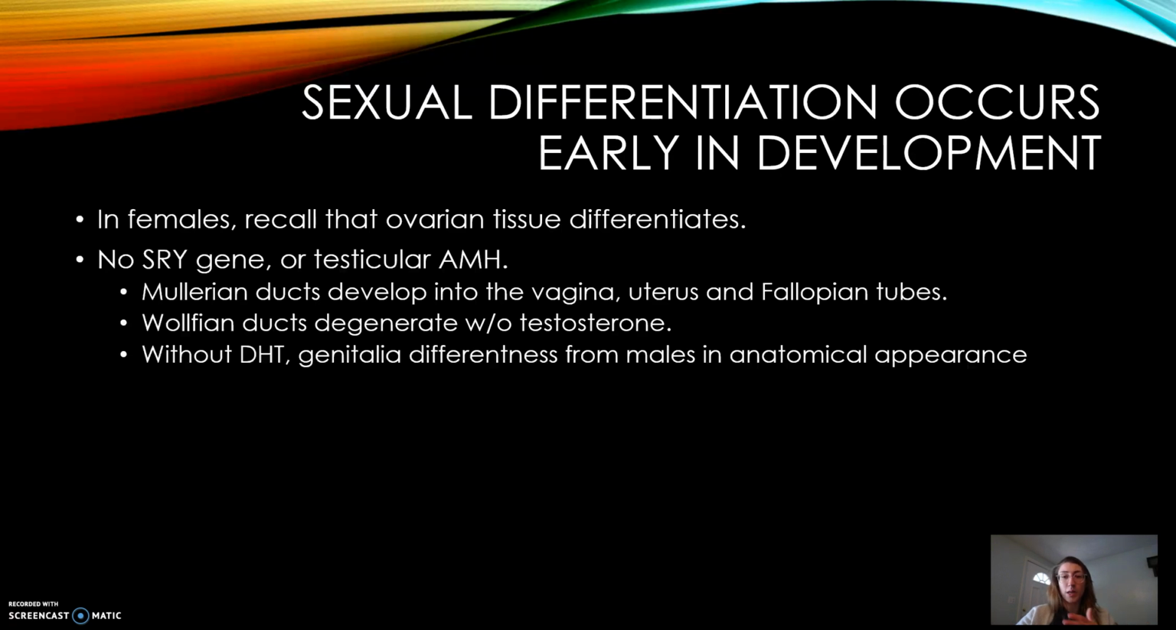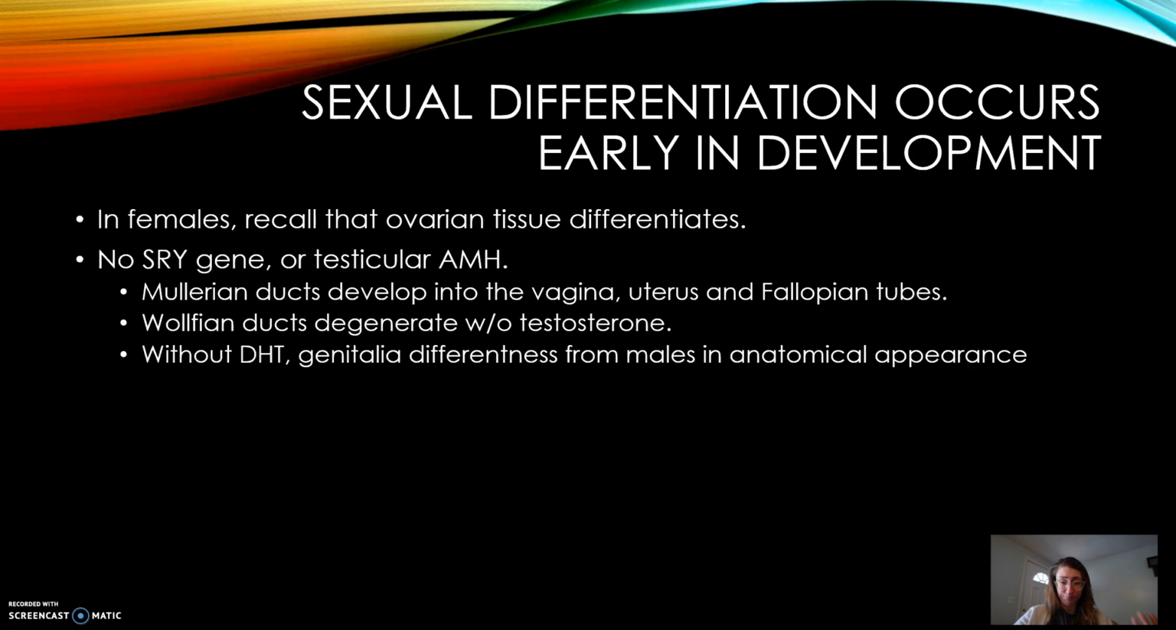However, more importantly, starting at the menarche period, puberty, which is around between the ages of 9 and 13 for girls, and 9 to 13 for boys. The Wolffian ducts actually degenerate due to no testosterone. And similarly, without DHT, which is a testosterone derivative, you actually have the genitalia differentiate from female to male in anatomical appearance.